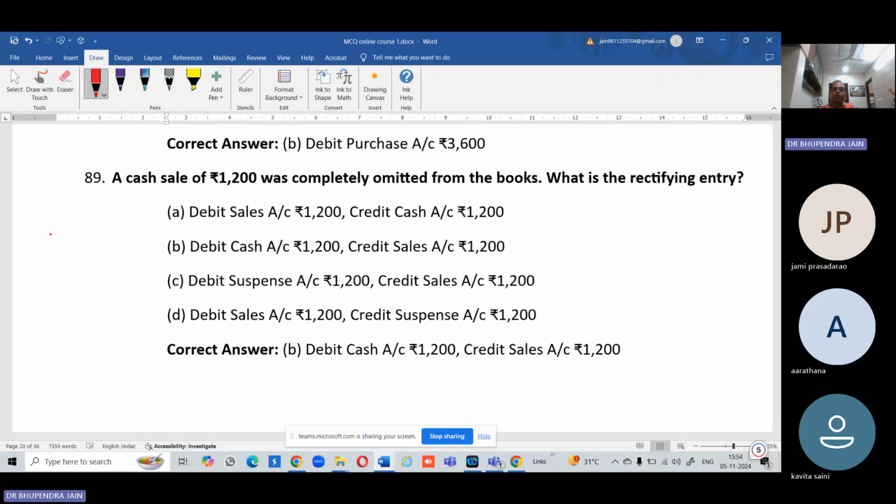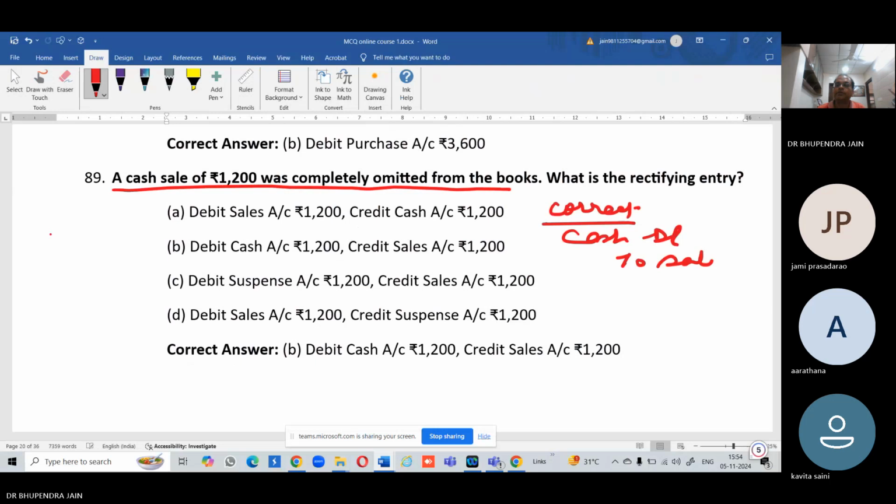A cash sale of rupees 1,200 was completely omitted from the books. Error of omission. We failed to record the transaction. So just pass the correct entry. The correct entry is cash account debit to sales. If we fail to record the transaction, we have to pass only the correct entry.